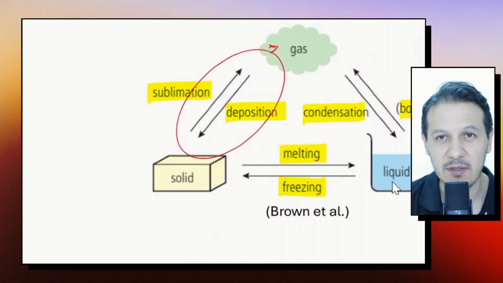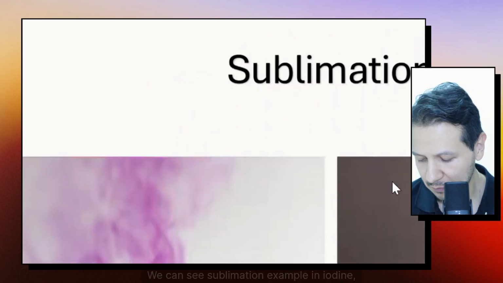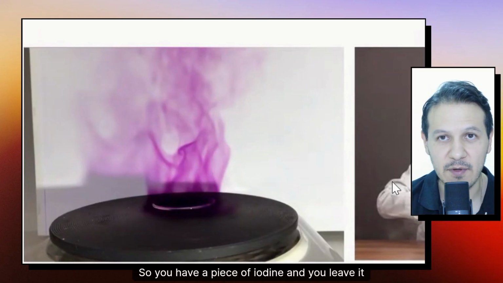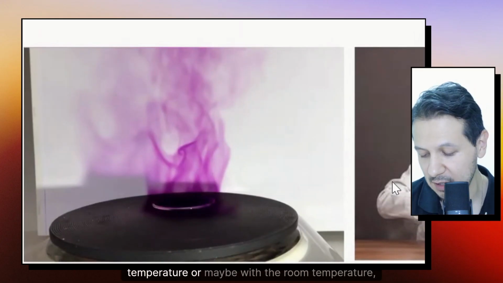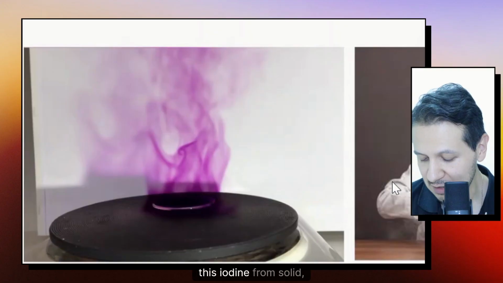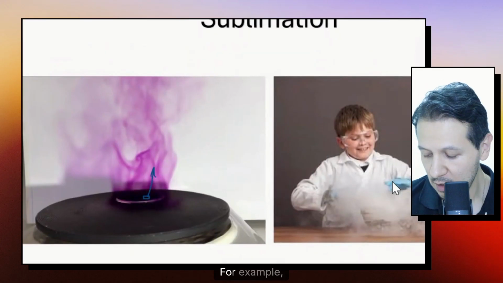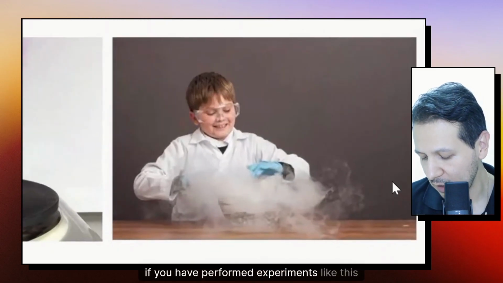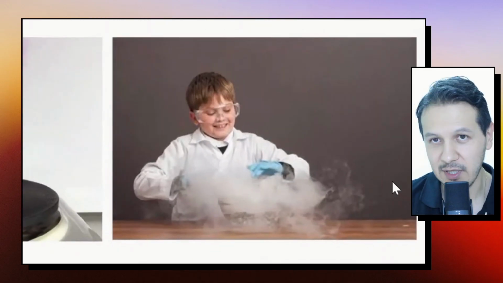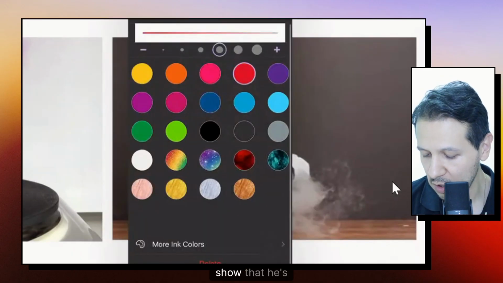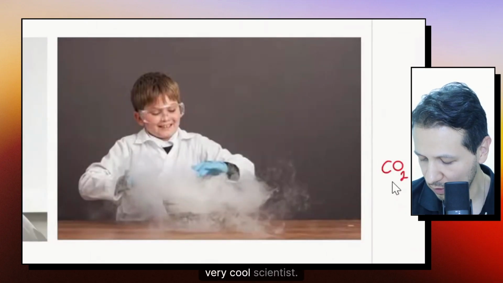We can see this phenomenon. We can see sublimation, for example, in iodine. So you have a piece of iodine and you leave it there, and maybe you increase the temperature a little bit, or maybe with the room temperature, this iodine, which is a solid, and this solid becomes a gas immediately. This is an example of sublimation. For example, you may have performed experiments like this happy little kid using these dry ice carbon dioxide cubes in order to show that he's a very cool scientist.